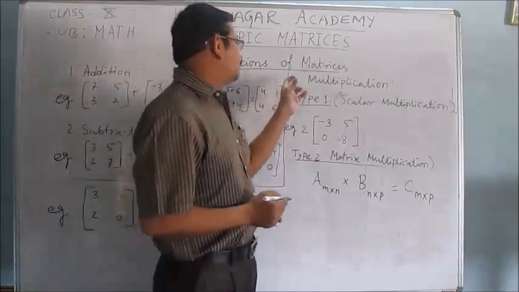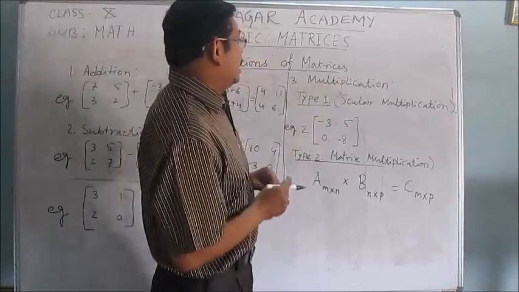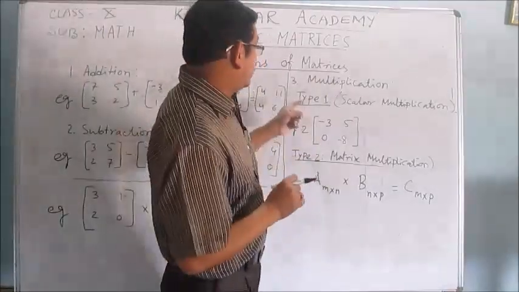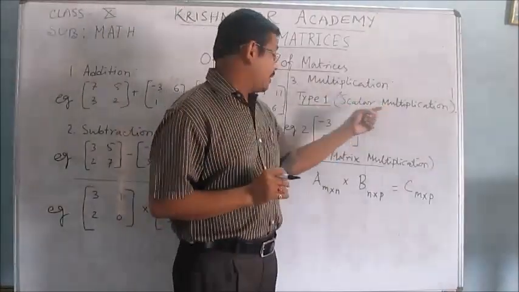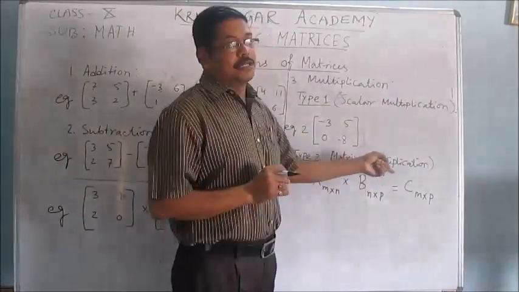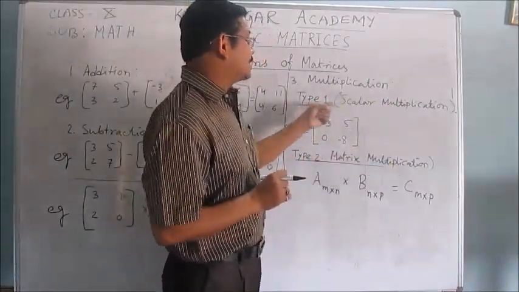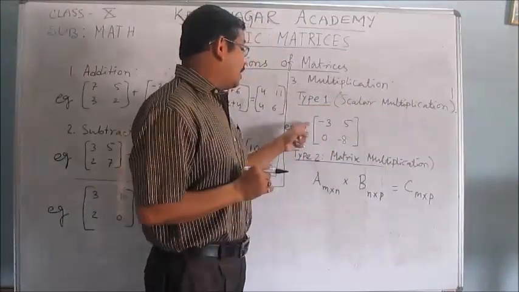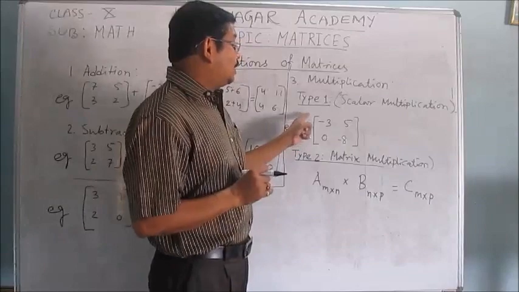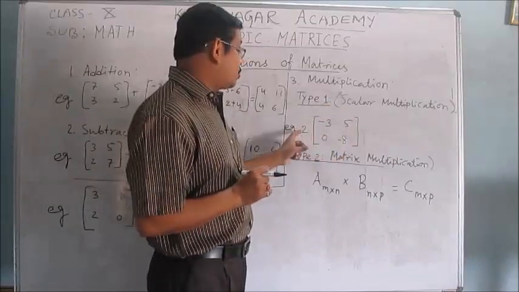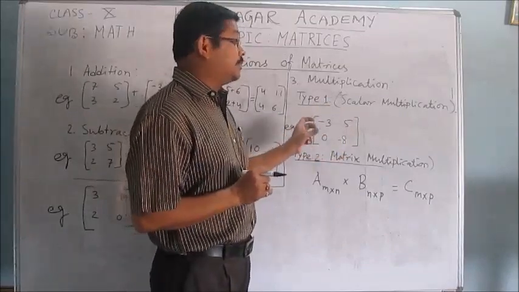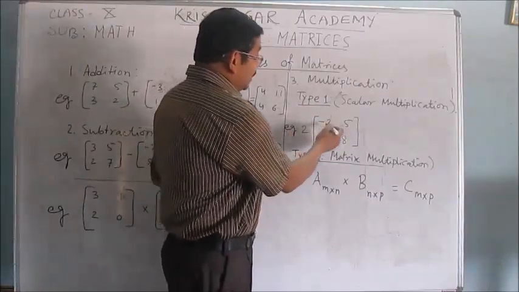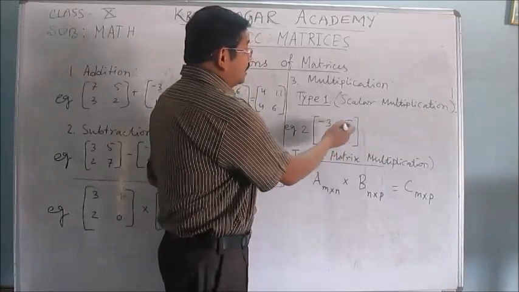Now we have to come to the third operation, multiplication. In matrices, two types of multiplication is there. First type, scalar multiplication, and second type, matrix multiplication. First you have to see type 1, scalar multiplication. Scalar multiplication means any number we have to multiply with the matrix. The procedure of scalar multiplication is we have to multiply this scalar with each element of the matrices.